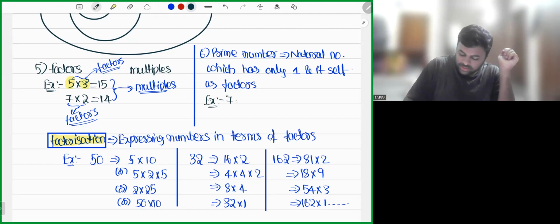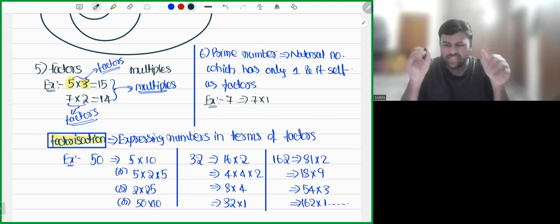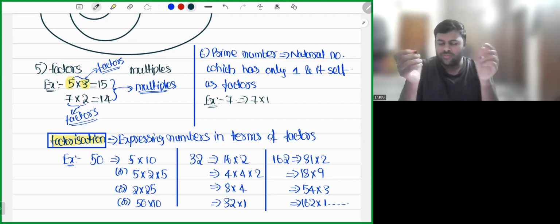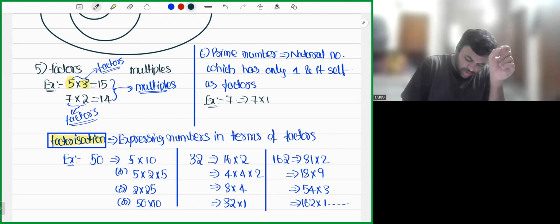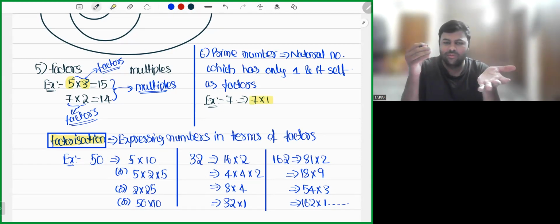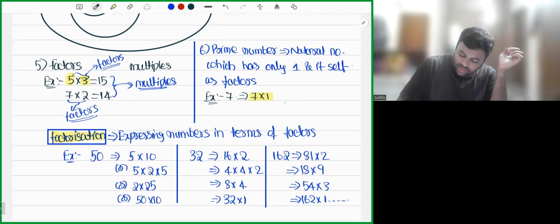How can you express 7? Either I can write it as 7 into 1. That's it. Is there still any other way to write 7? If there is only one way to factorize, you can't factorize it further. Only one way, with one and itself. It is called a prime number. Like 13 is also a prime number because 13 and 1.